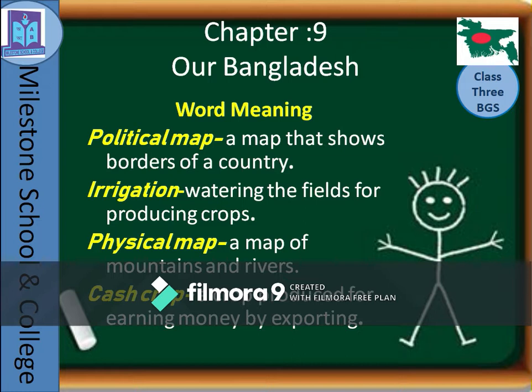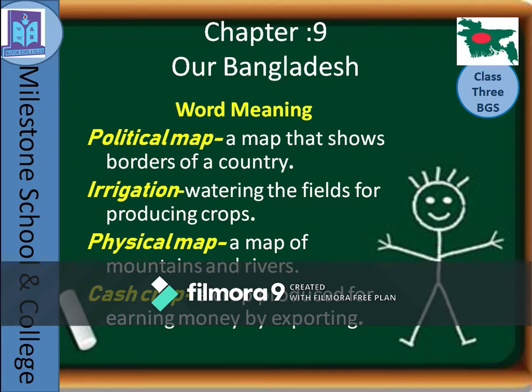Next, irrigation. Irrigation means watering the field for producing crops. In summer days or in dry days, whenever our land becomes dry, at that time we have to water the field for producing crops. This process is called irrigation. So, the process of watering the field to produce crops is called irrigation. Okay. Do you understand? Okay.